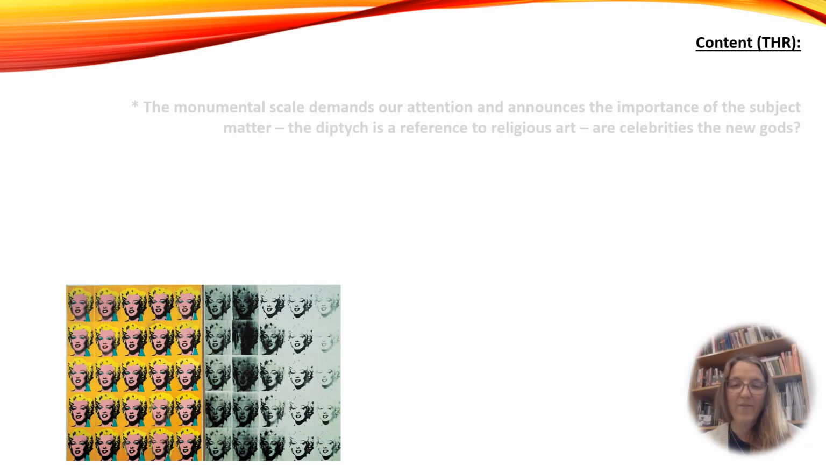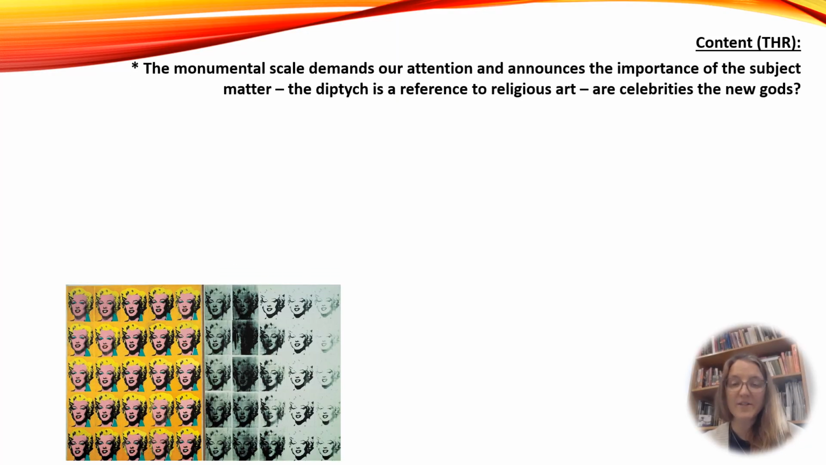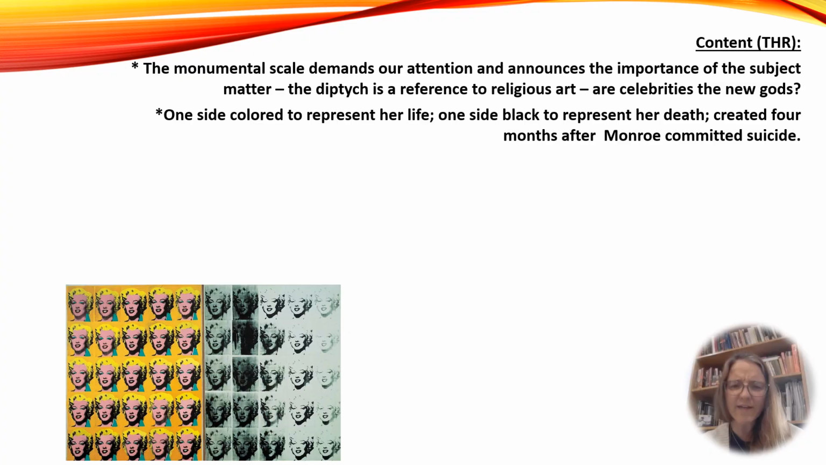All right, now we have content. The monumental scale, again, is quite large, demands our attention, and it is meant to show the importance of the subject matter, right, in a reference to religious art. Are celebrities perhaps the new gods? They could be, right? One side's colored to represent her life, the other side is meant to represent her death.